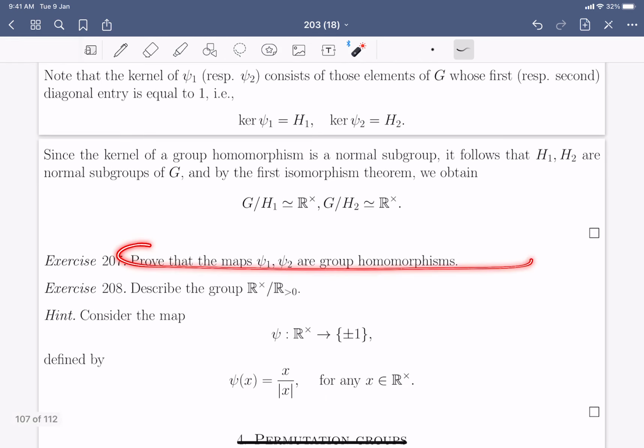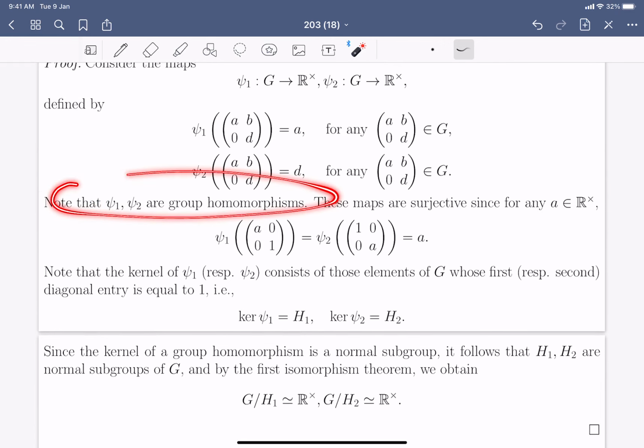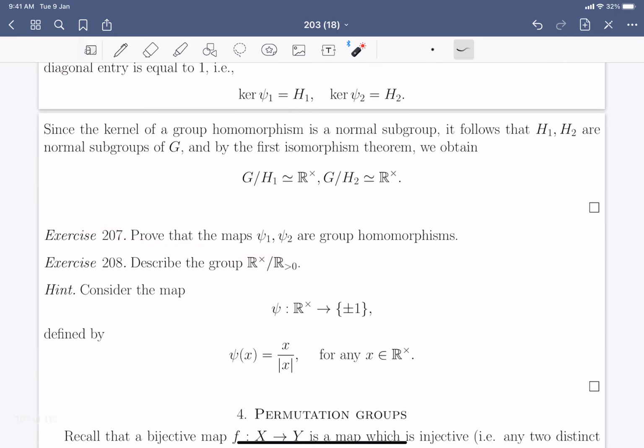This is a reminder about the previous proof, where I just stated that one can observe that psi1 and psi2 are group homomorphisms. I have put it as an exercise here, so please work on it. This is straightforward, but it's good to work on this kind of apparently elementary exercise. Okay, great.